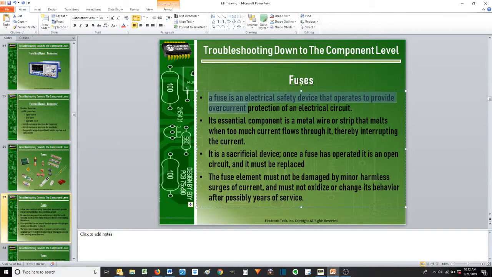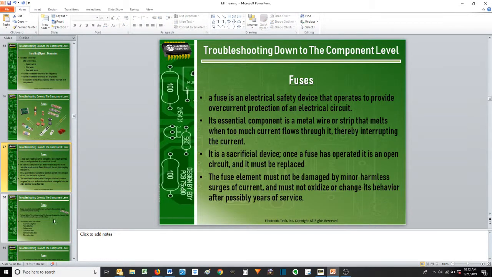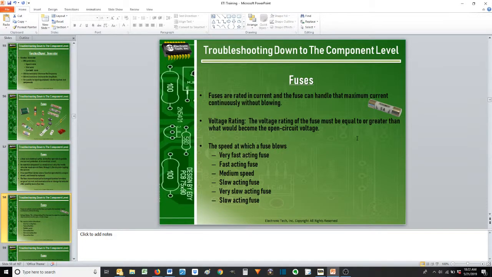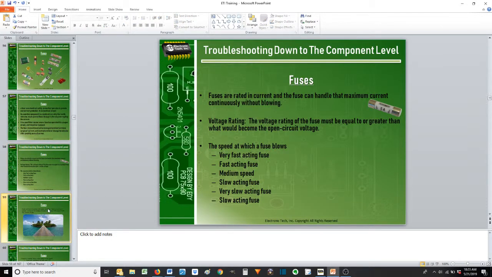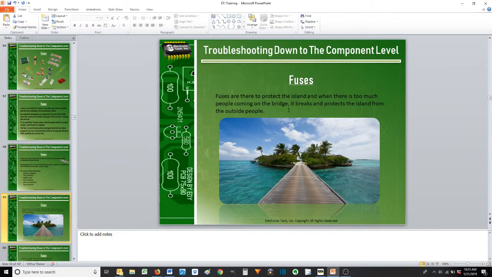about what it is, as far as a fuse, just basic information on that, like fuses are rated in current and so on, voltage rating on the fuse, what that means, different types of fuses that are out there, like very fast acting fuses and so on down to slow acting fuses. Now I'll give an analogy of what a fuse is for.